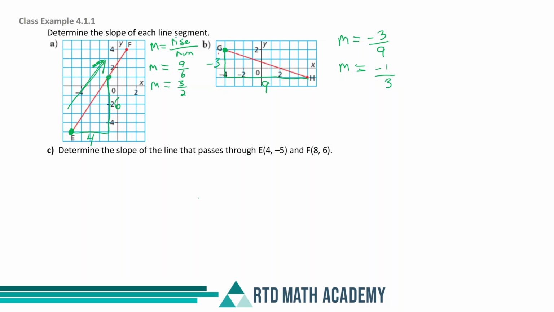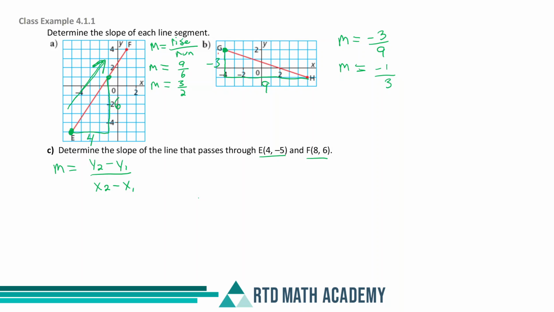All right, so now let's look at C. Determine the slope of the line that passes through. Now it just has 2 points that the line's passing through. We could make a graph and actually plot these points and then count it. But we actually have a formula for this. So it's m is equal to y2 minus y1 over x2 minus x1.